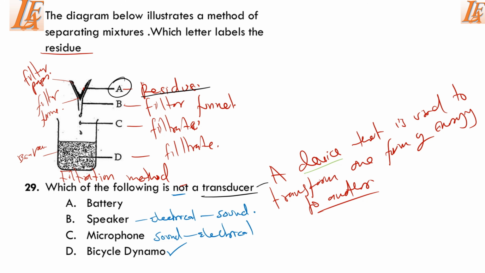But now A, which is a battery, although it converts chemical energy to electrical energy, is considered more of a source of energy. Therefore, in this case, the one which is not a transducer is a battery, which is A. A dynamo, we have said, converts kinetic energy to electrical energy. So remember, a transducer is only a device which is used to transform one form of energy to another.